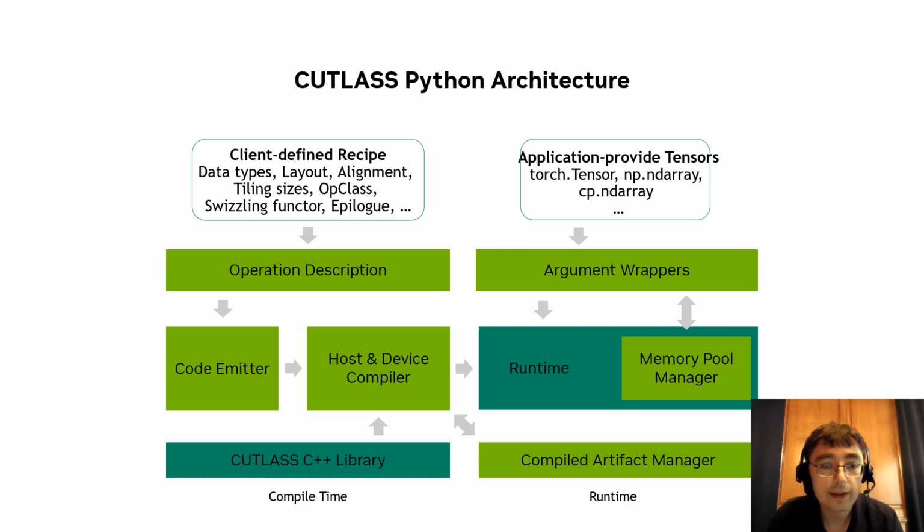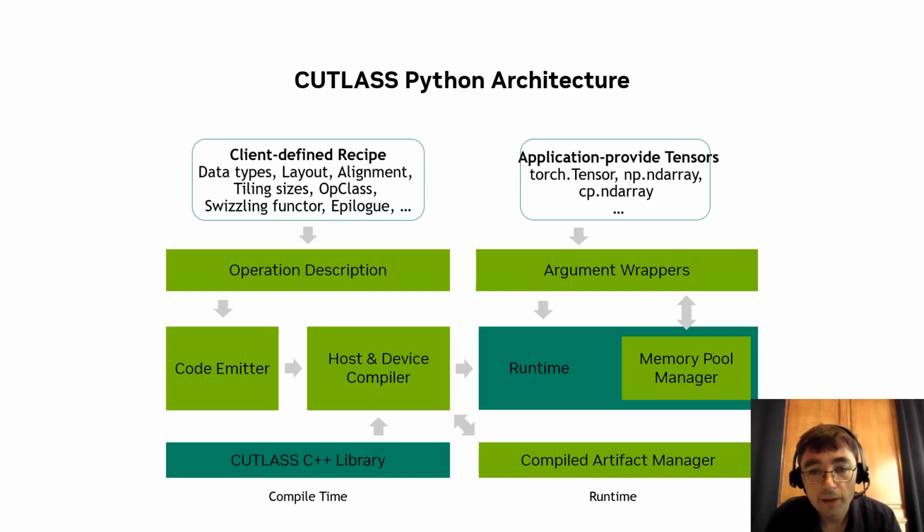Here they're wrangling the data types, layouts, alignment requirements, tile sizes, and other details to specify a GEMM or convolution kernel in CUTLASS. This is then used to drive a code emitter, which constructs a CUTLASS kernel template instantiation. Then it invokes the host and device compilers to compile this kernel into an executable workload. All of this makes heavy use of the CUTLASS C++ template library. The results of compilation are placed in an SQLite-based code cache.